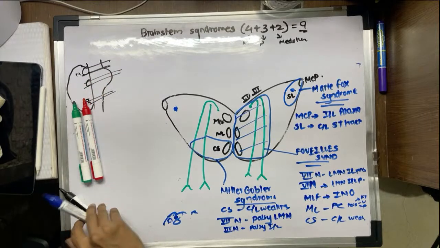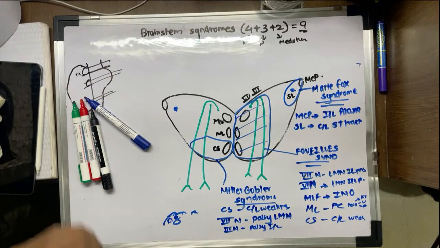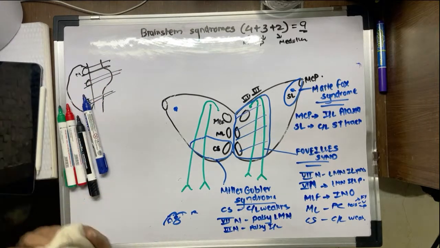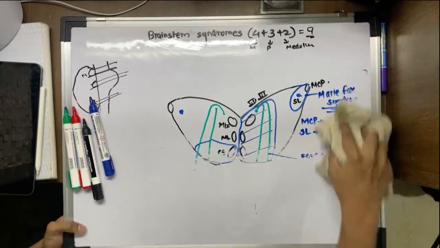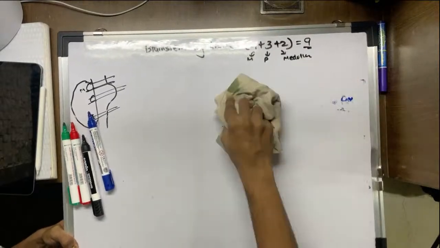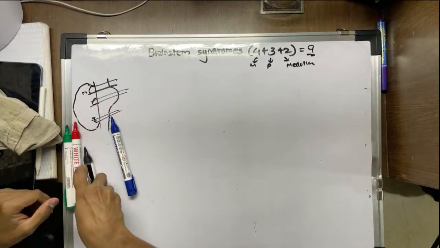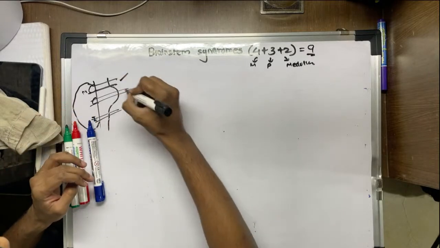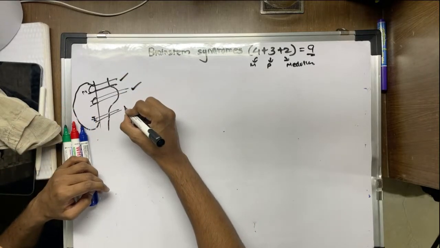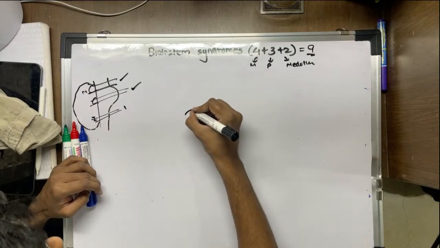Now we'll move on to the next brainstem syndromes. This is really important. Also, I'm going to show you the arterial supply, what supplies what. We're done with midbrain, we're done with pons. Now we have medulla.